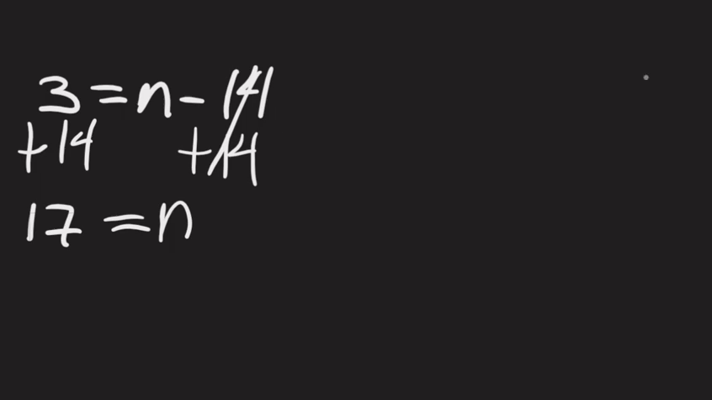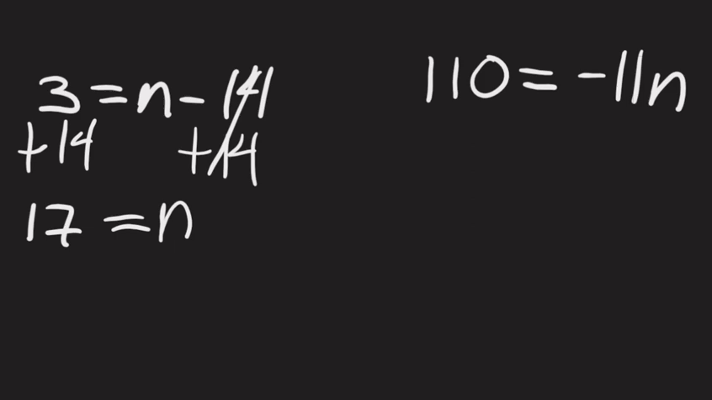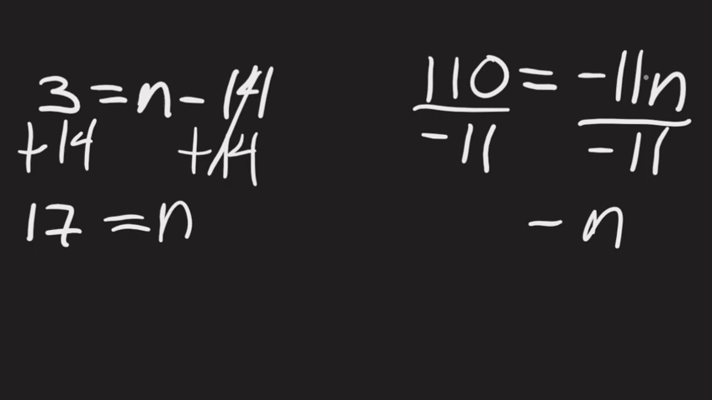Next, we have 110 equals negative 11 times n. If we divide each side by negative 11, we're going to find that n equals negative 10.